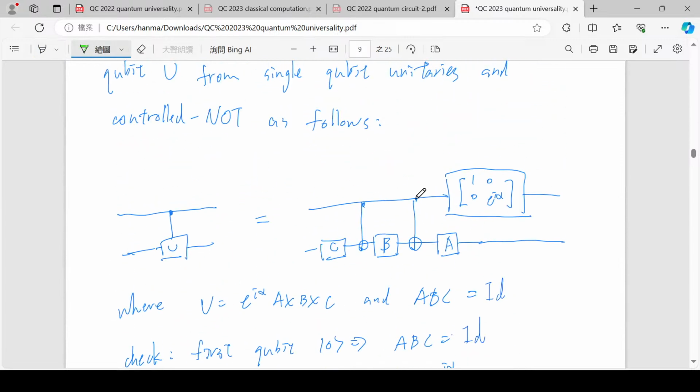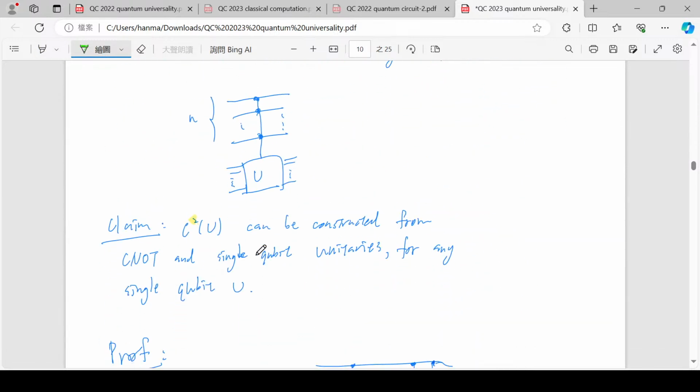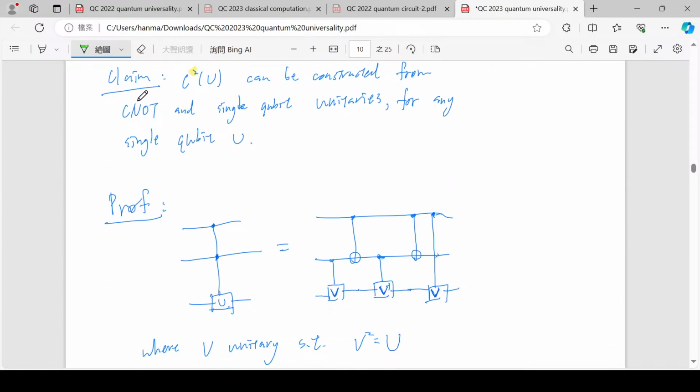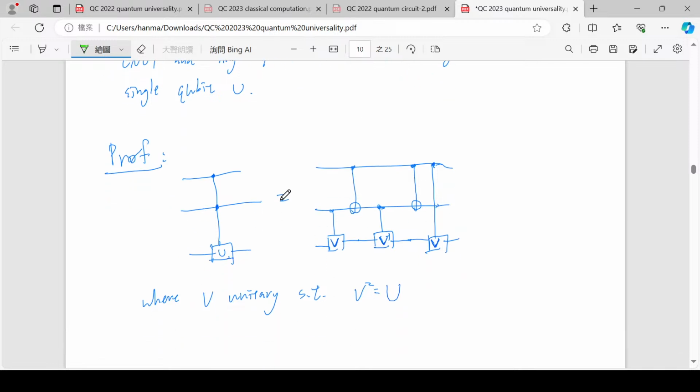We had how to control one control unitary. So we say we can control any two-control unitary from the same set, so only C-NOT and a single-qubit unitary. And the proof here, well, we list the result here, and I guess you can check it yourself at home. So this is how you control the control U.